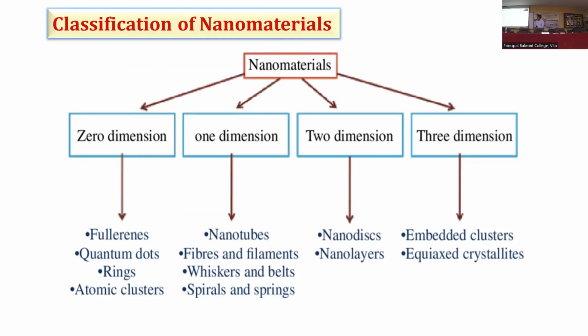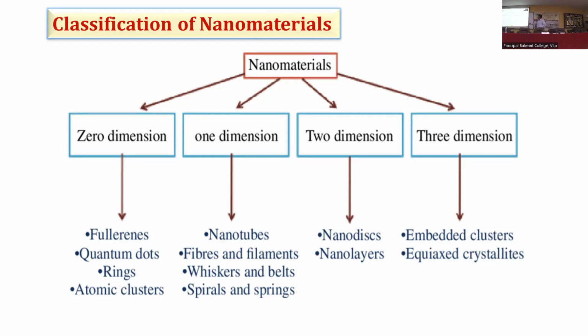Dimension based classification of nanoparticles is divided into 4 parts: 0 dimension, 1 dimension, 2 dimension, 3 dimension. Atomic clusters, rings, quantum dots are examples of 0 dimension nanomaterials. Spiral springs, fibers, filaments, and nanotubes are examples of 1 dimensional nanomaterials. Nanodiscs, nanolayers are examples of two-dimensional nanomaterials. Embedded clusters, equiaxial crystallites are examples of three-dimensional nanoparticles.